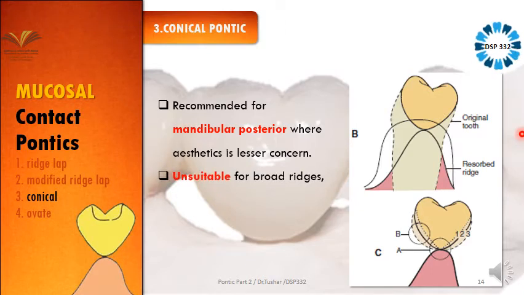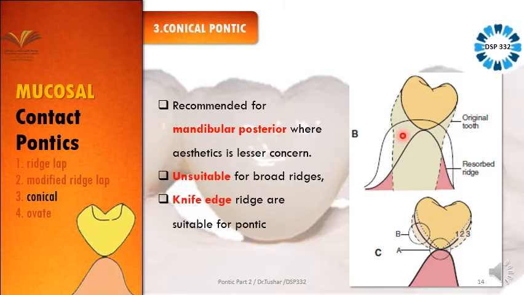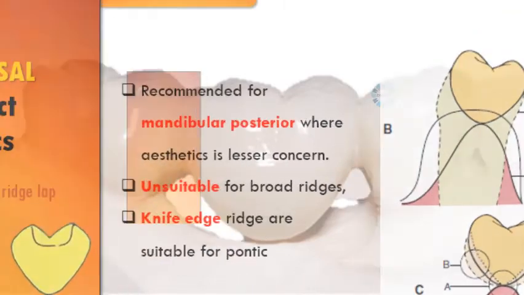It is unsuitable for a broader ridge, because if you have a broader ridge, then there would be a problem of food lodgement, so we don't prefer to give it on the broader ridge. The best situation is your knife edge ridge. When you have a knife edge ridge, it is the best suited for giving your conical type of pontic.